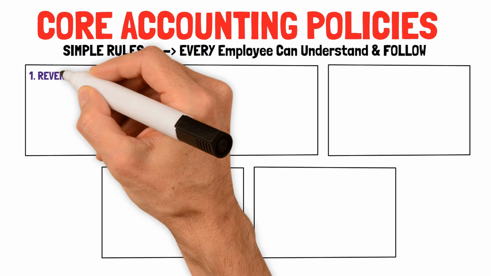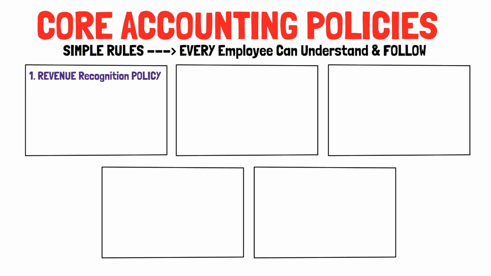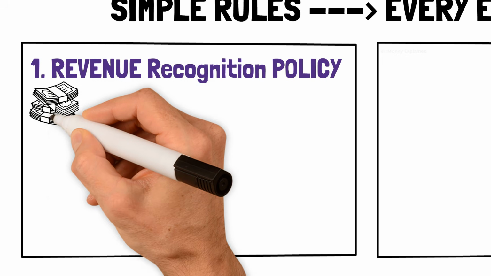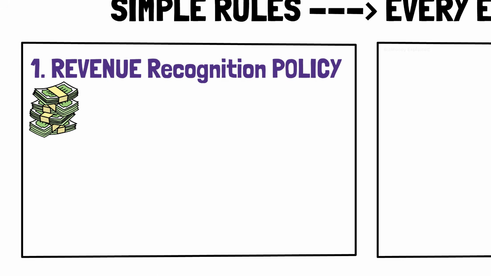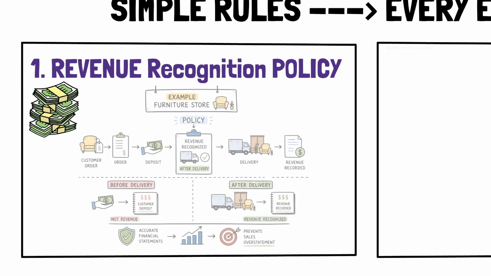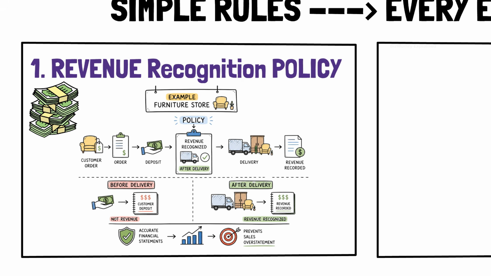Let's begin with the revenue recognition policy. This policy explains exactly when your business records revenue. For example, if you own a furniture store, your policy might state that revenue is recognized only after the products have been delivered to the customer. If a customer pays a deposit before delivery, that payment is not immediately recorded as revenue. Instead, it is recorded as a customer deposit until the order is completed. This approach keeps your financial statements accurate and prevents sales from being overstated.